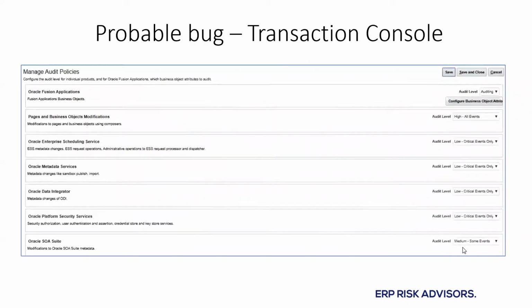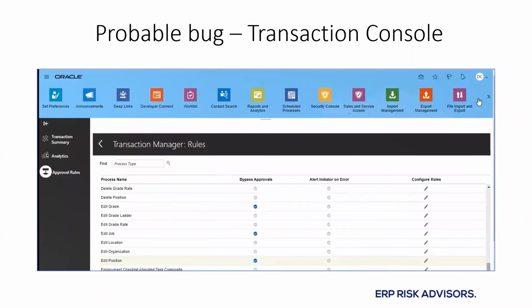Now on to the bug that we believe exists in the Oracle SOA Suite audit policy. Note, in this instance, we have the Oracle SOA Suite audit policy enabled at the medium level. In order to test the change, we disabled the bypass approvals flag. We're doing that here through the transaction console. Unchecking the box effectively disables the approvals workflow. While we shouldn't need to do scenario testing in Oracle's audit policies, we felt this particular flag was critical to test. What we found is that disabling the bypass approval flag is not shown in the SOA Suite as we would expect it to.